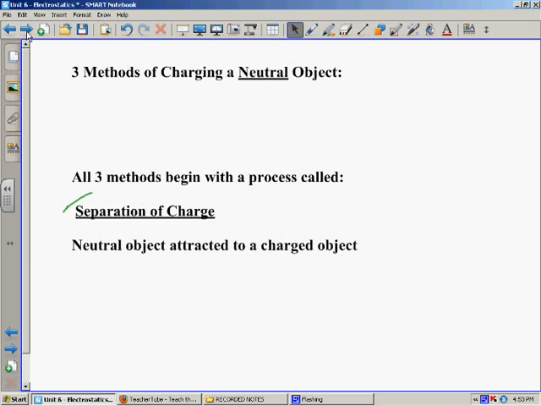When we come back to school, we will review the definitions. If you have any questions, have them ready to go, and then we'll begin looking at how do we charge a neutral object and what separation of charge really means.